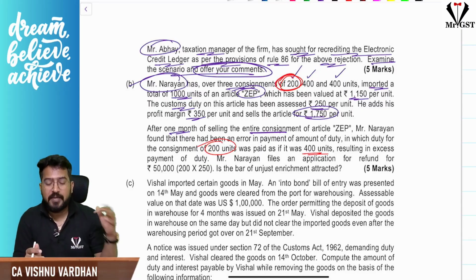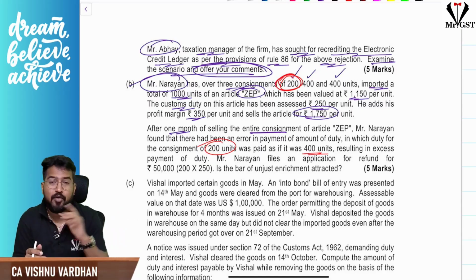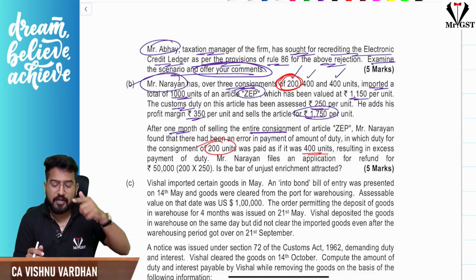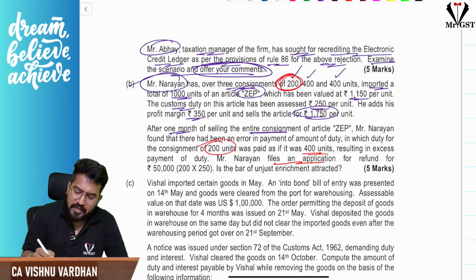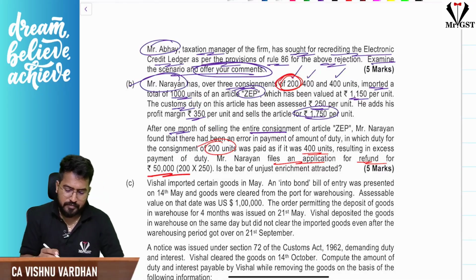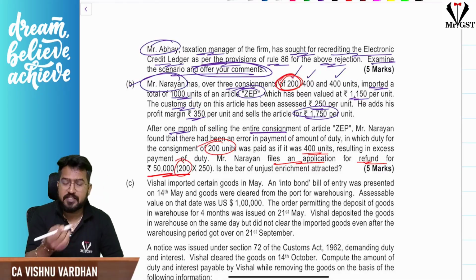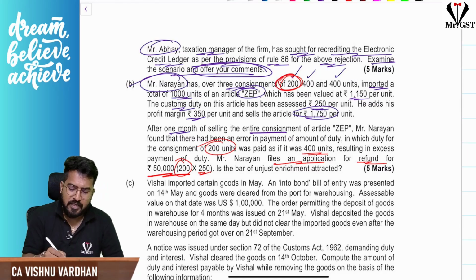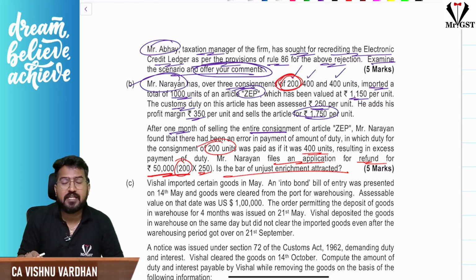Only after making sales did he understand that he had paid customs duty on 400 units even though he had imported only 200. Now he is filing an application for refund for that extra 200 units, on which he paid 250 customs duty, so 50,000. Is the bar of unjust enrichment attracted? That is the point.